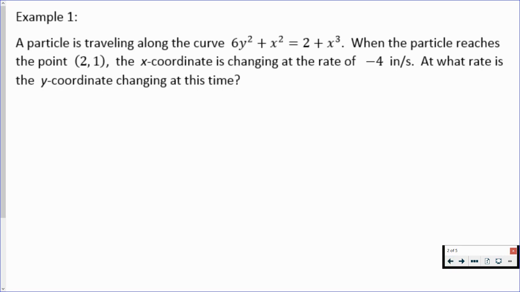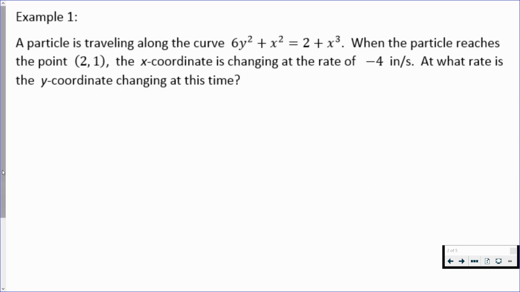A particle is traveling along the curve 6y squared plus x squared equals 2 plus x cubed. When the particle reaches the point (2, 1), the x-coordinate is changing at the rate of -4 inches per second. At what rate is the y-coordinate changing at this time?